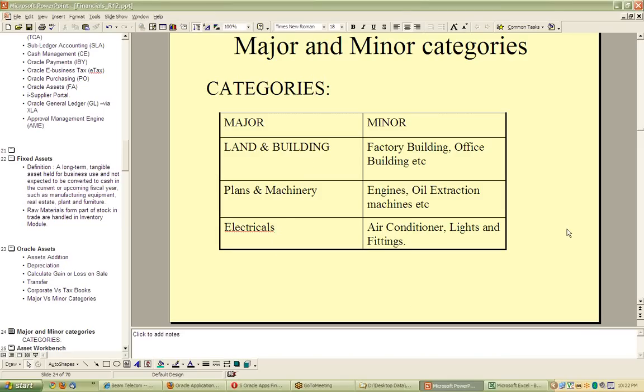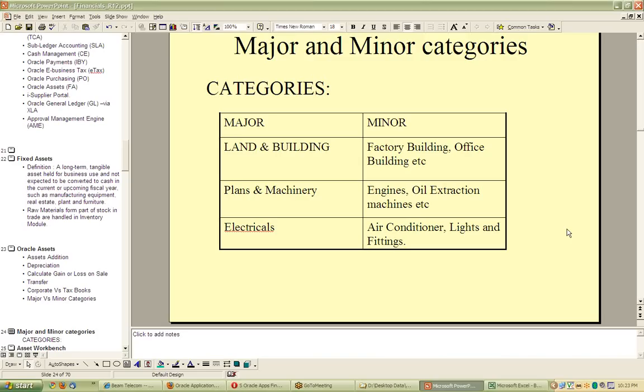Also, the major is basically the broader name that you give, where the others get grouped into it. Yes. Like under land and building, how are you going to identify which groups fall under what? Yeah, you are aware of Schedule 6 Part 1? Yeah. So in Schedule 6 Part 1, we have this categorization of assets, right?